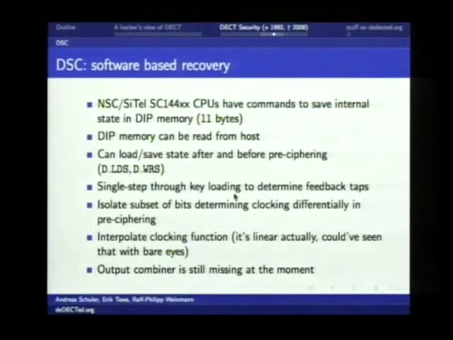So by using basically 1-bit differentials, we found out that this was only a limited number of bits, and we were able to interpolate the clocking functions using a computer algebra system, which is kind of embarrassing because the function was linear, so we could have seen that with bare eyes, but we were just tired at the time. At the moment, we're still missing the output combiner, but that's because we haven't written firmware for sending yet. This is something that we know we can pull off, we just haven't had the time yet.